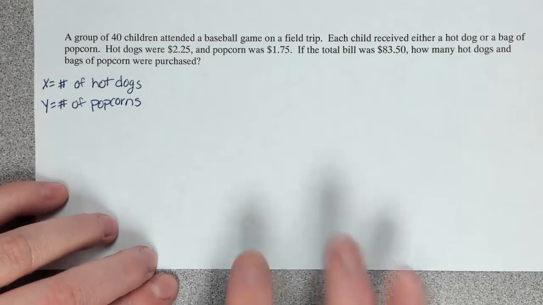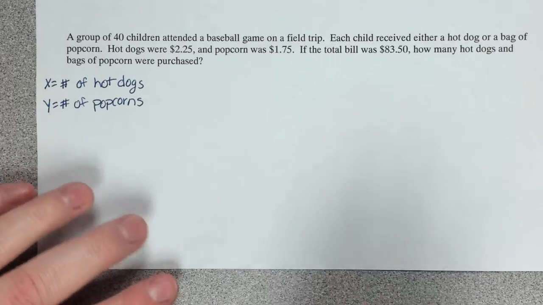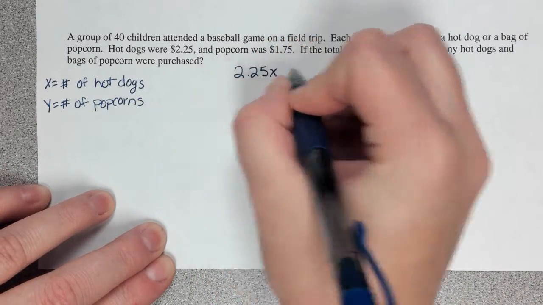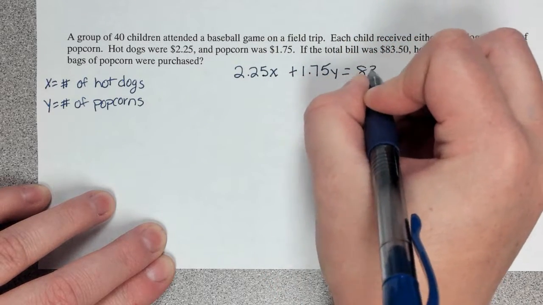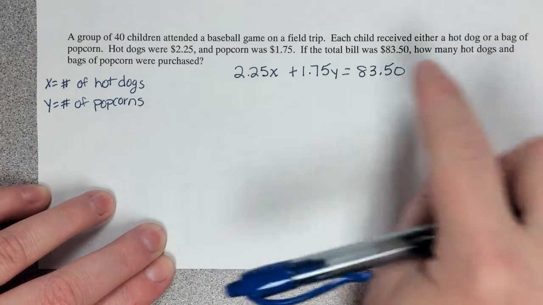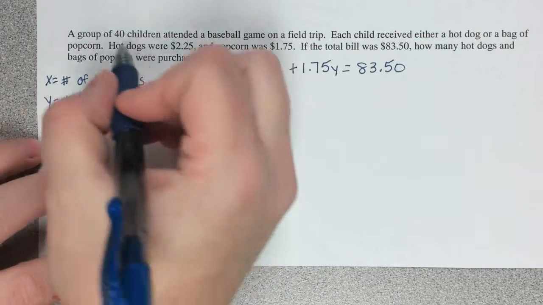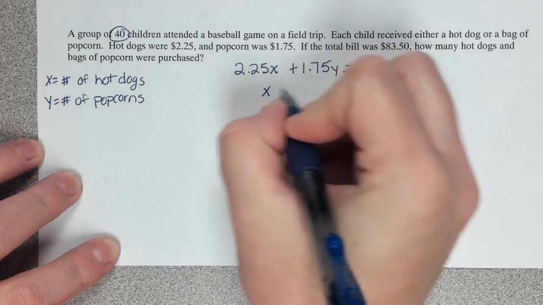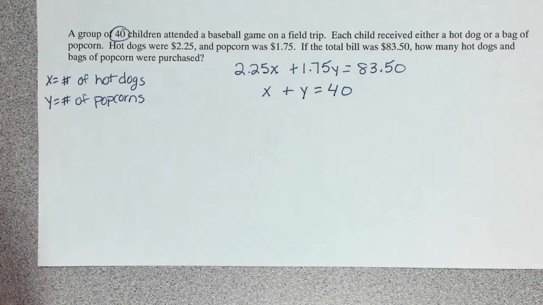Let's write the money one first. Money plus money equals money. So hot dogs were $2.25x plus 1.75y equals my total. Money plus money equals money. Well, now where would my other equation come from? And it's with this 40. They were only able to buy one. So the number of hot dogs plus the number of popcorns has to equal 40. And those are my equations.